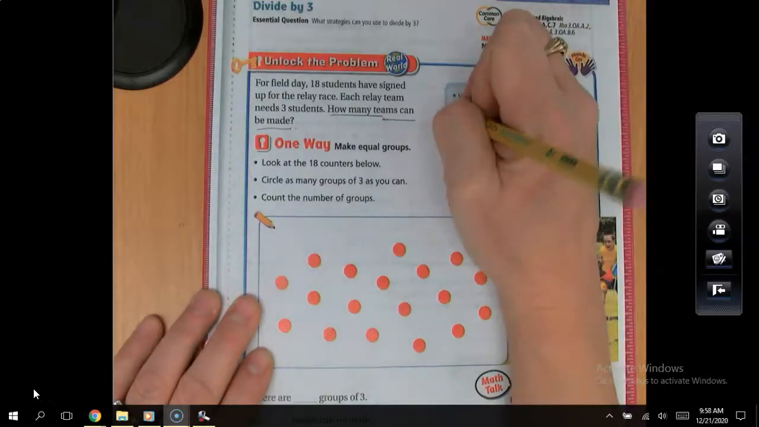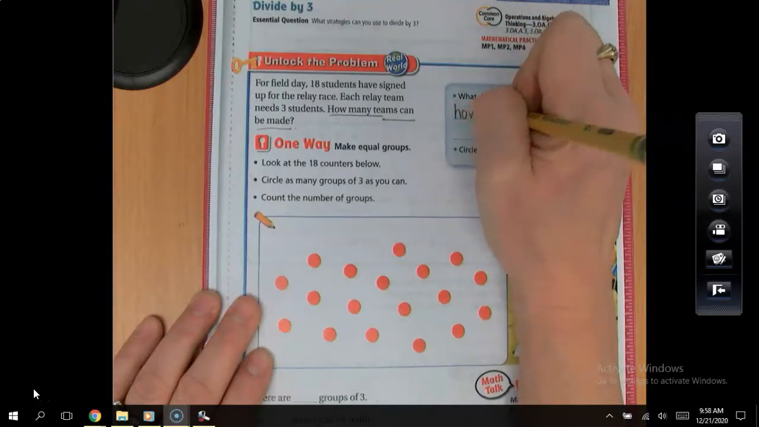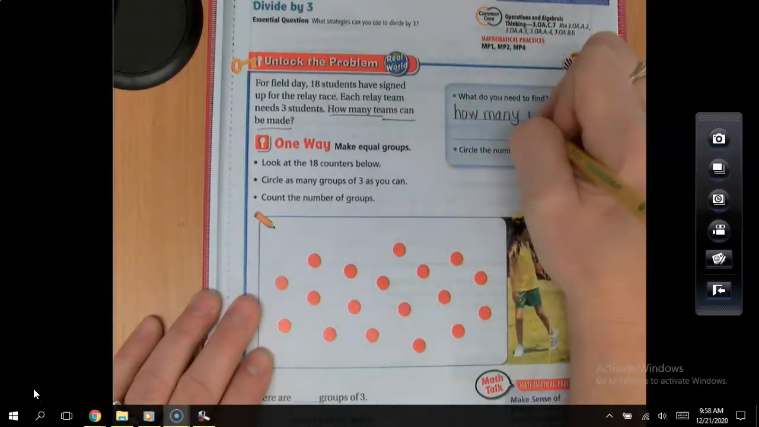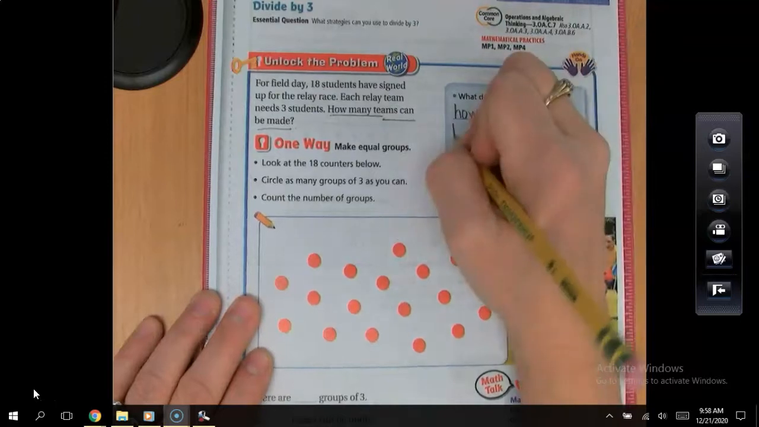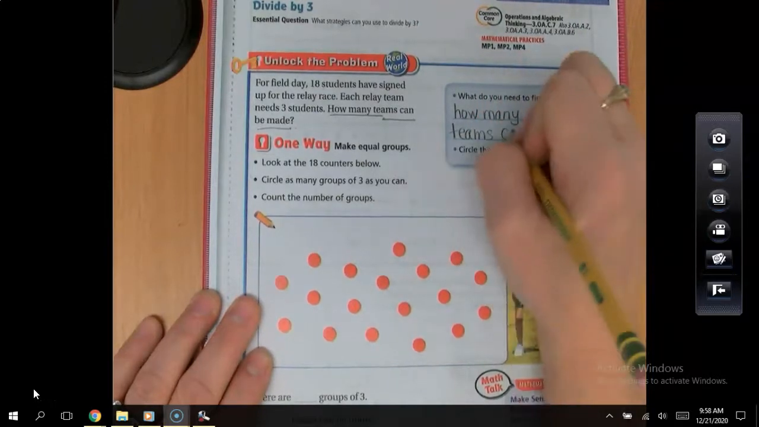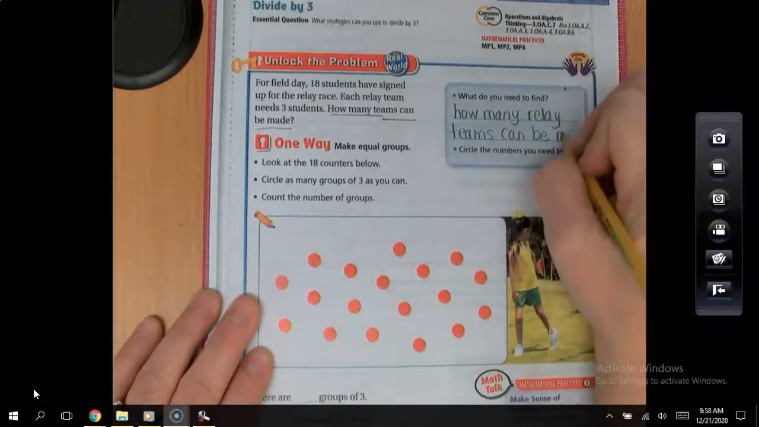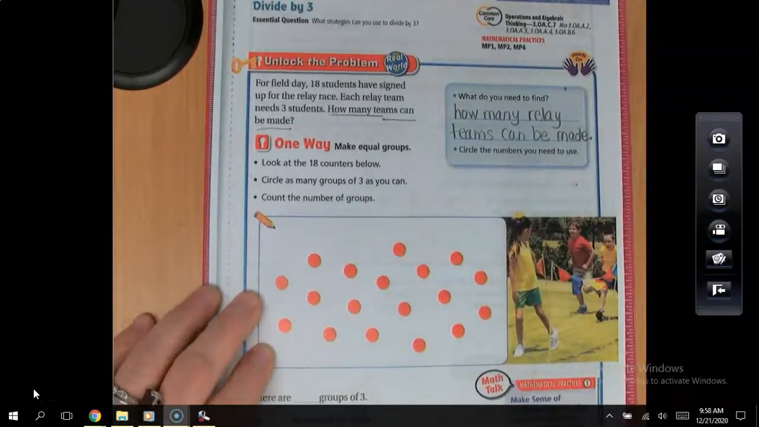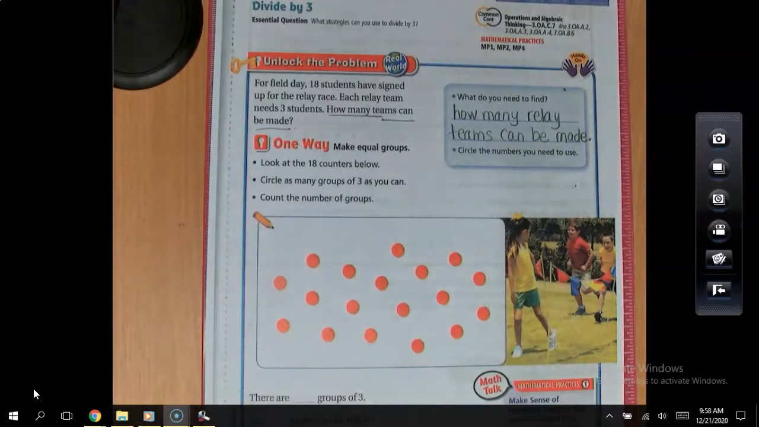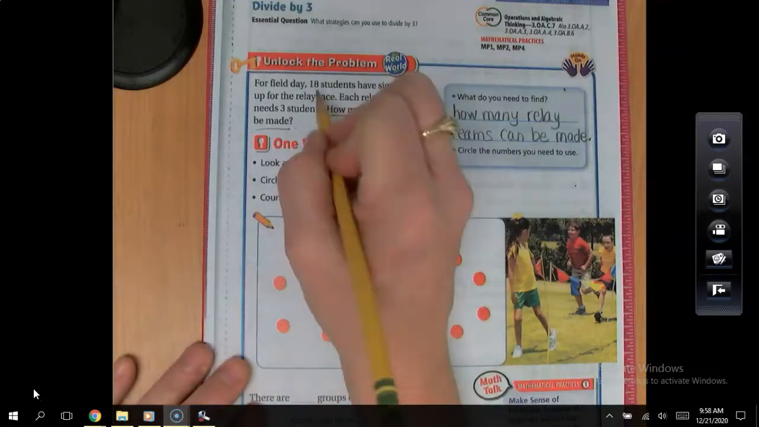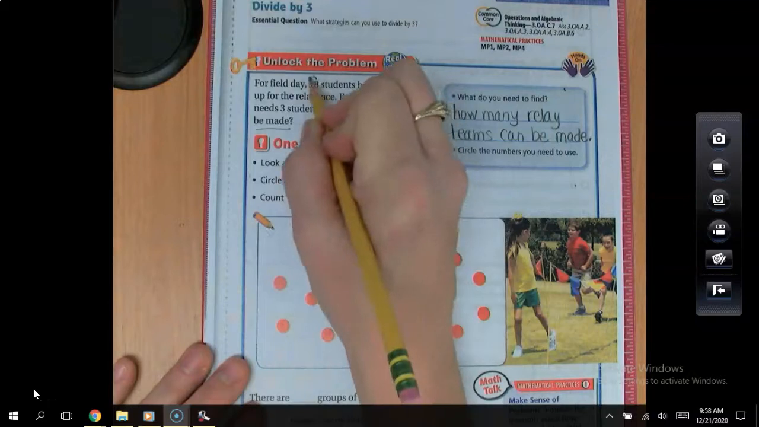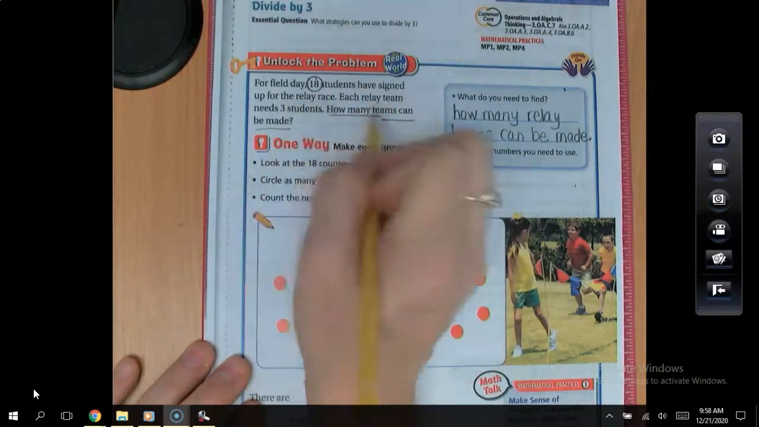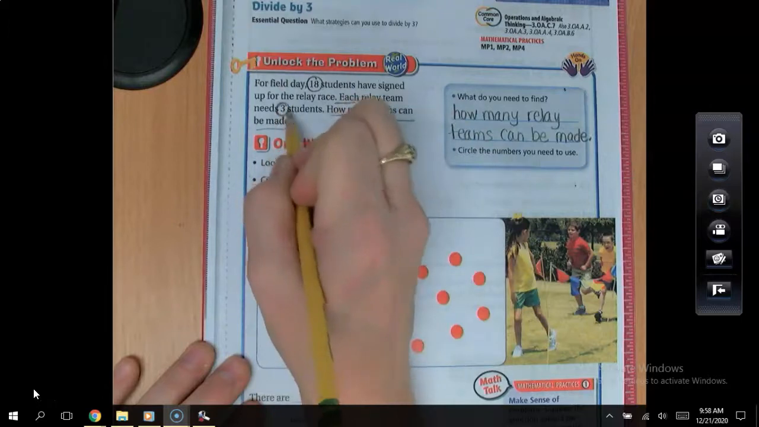So let's write that over here in the blue box. How many relay teams can be made? Go ahead and write that. That's what we need to find out. Well, let's look at the numbers that we need to use. Let's circle the numbers we need to use. We have a total of 18 students, and each relay team needs to have 3 students on it.